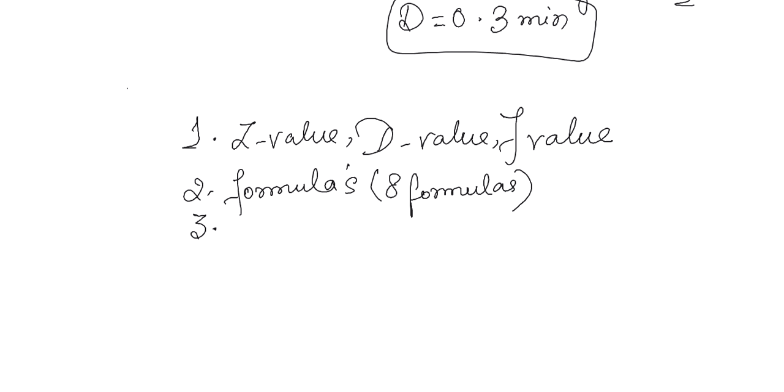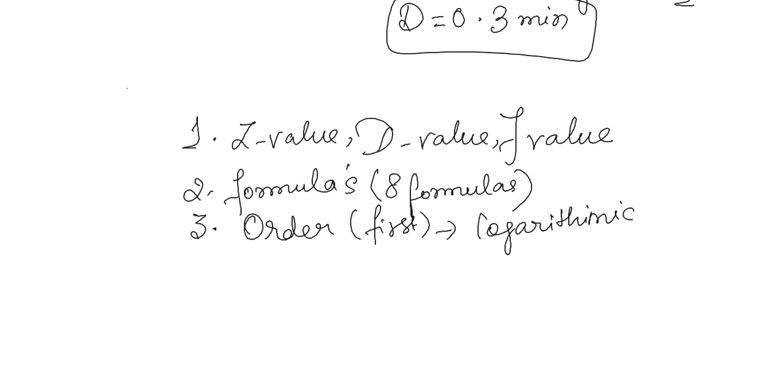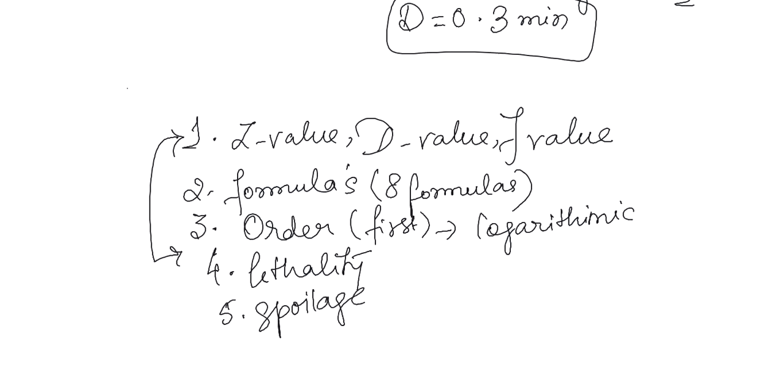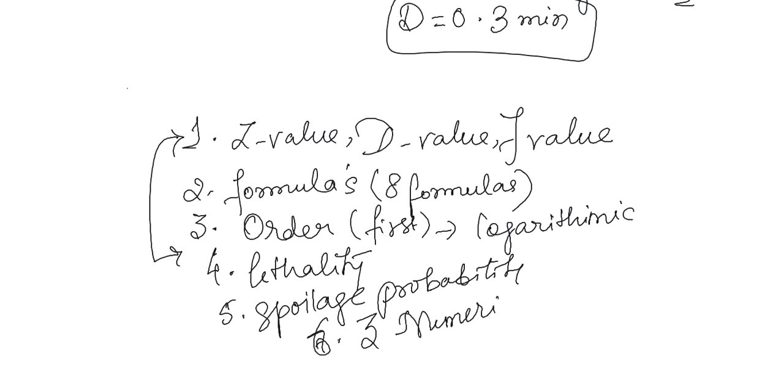Then what order of reaction do they follow? That is nothing but first order reaction, and it is also a logarithmic phase. These particular things have been discussed here. Then the thermal death curve, what is lethality or the sterilization effect, and what is spoilage probability. These points have been discussed here along with the three numericals from GATE papers.